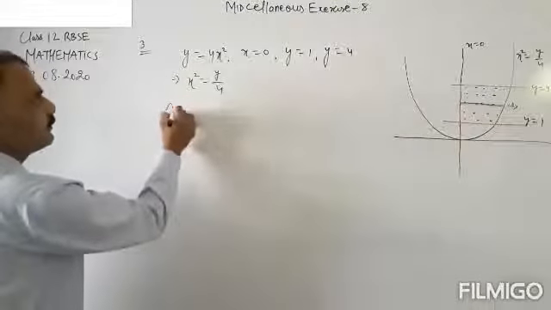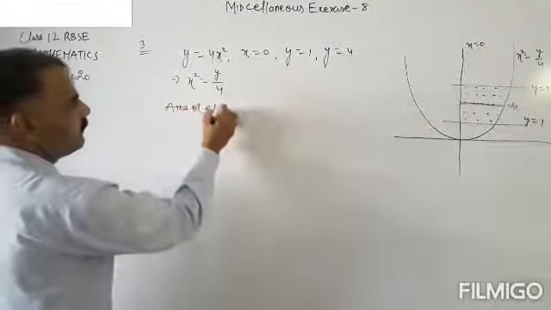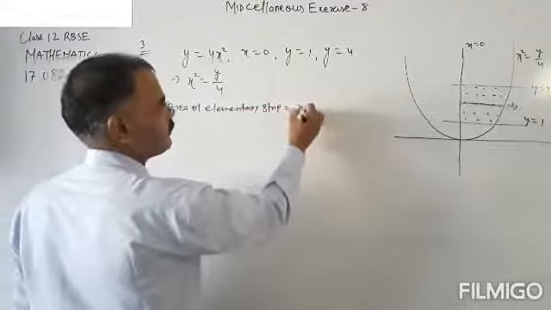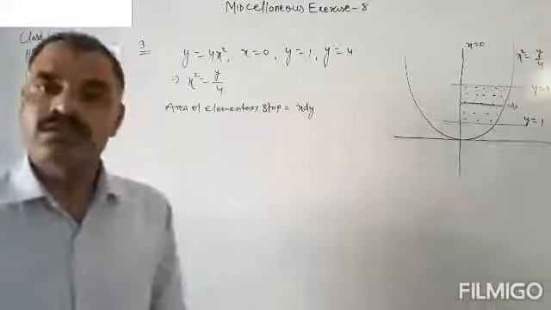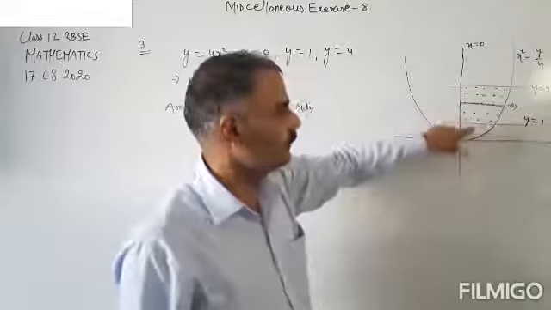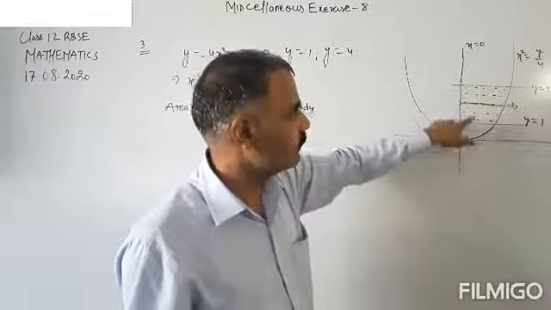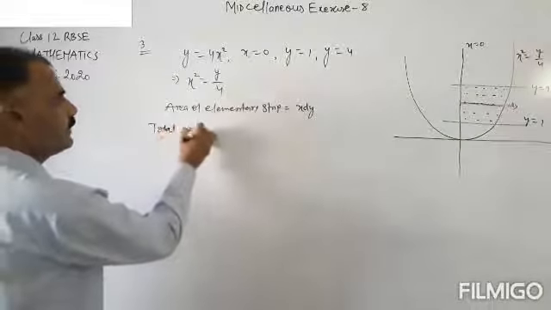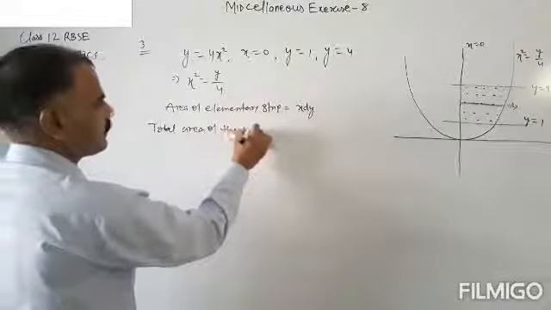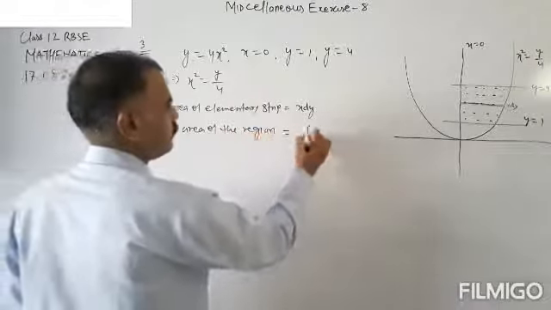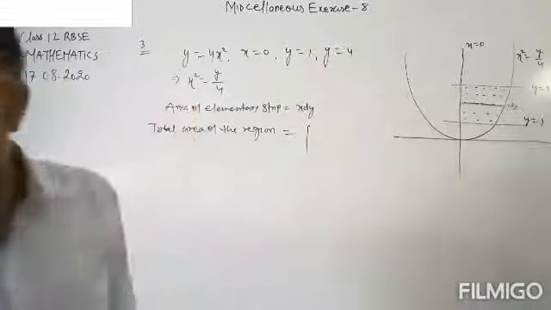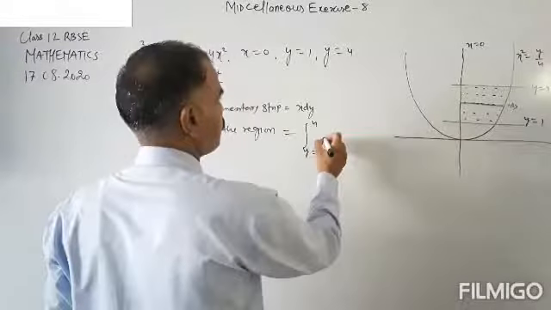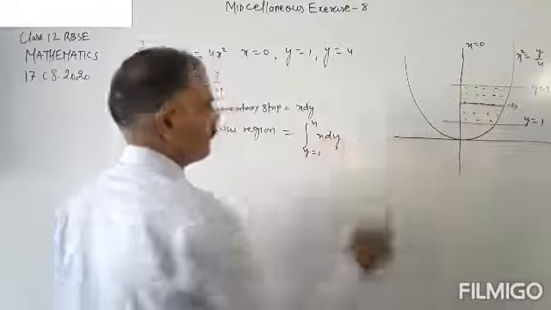So the area of the elementary strip is x dy. Now this strip will move from y equals 1 to y equals 4. So the total area of the region is the integral from y equals 1 to y equals 4 of x dy.